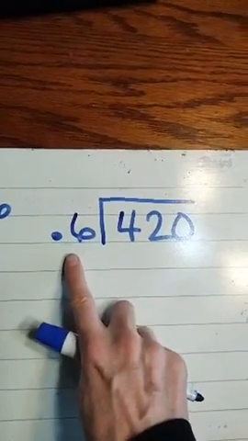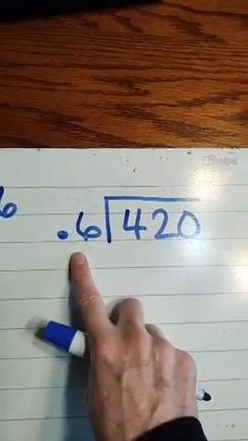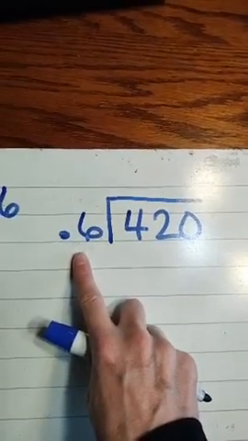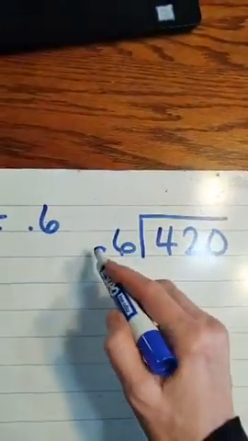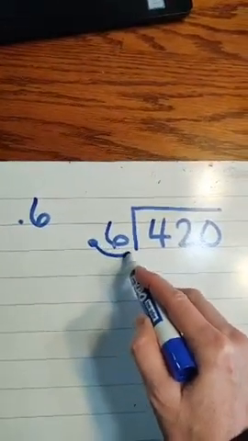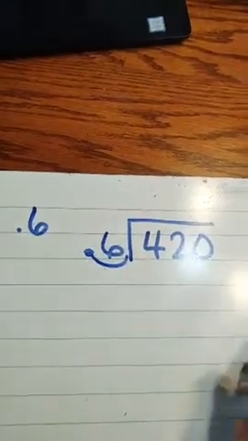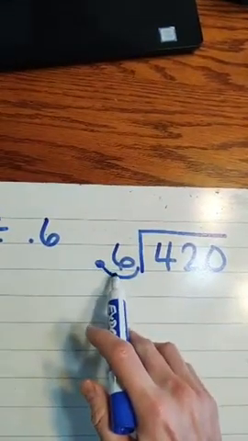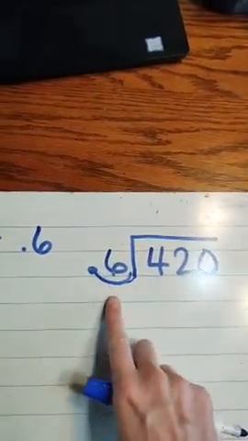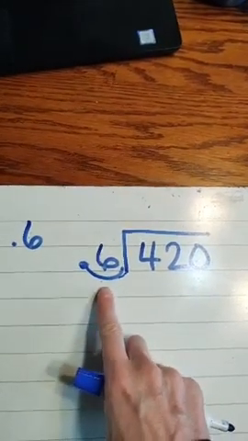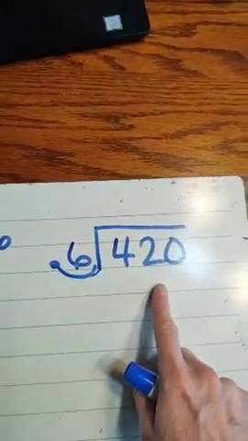If I have a decimal in my divisor, I cannot have that, so I have to get rid of it. This is the way I get rid of it: I move it over one place. Sometimes you have to move it over more than one, but this one happens to only be one. Whatever I do out here, I have to do in here.